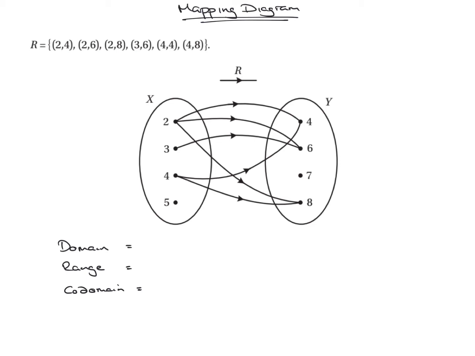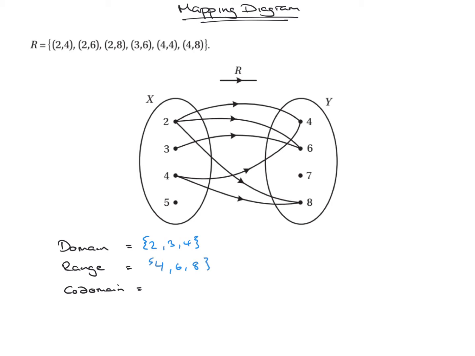Let's have a look at the domain. The domain is all of the possible inputs. The possible inputs are 2, 3, and 4. We aren't using the value of 5. The range is all of the values in Y that are being used. So we're using the 4, the 6, and the 8. So the range is 4, 6, and 8.